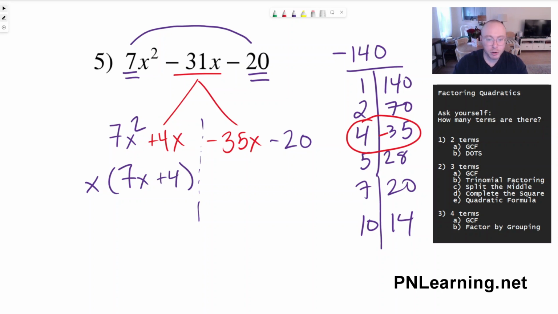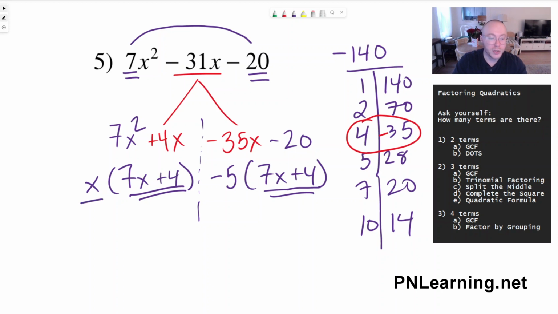Let's look at the next 2 terms, negative 35x and negative 20. These numbers are both divisible by 5, so we could take out a 5 or we could take out a negative 5, but we want to make this decision based on what we got over here. Our goal is to get the same exact thing right here. And if you take out a negative 5 in this case, you'll be able to get the positive 7x plus 4. And if those both match, we can go to our next step, which is to actually factor these into binomials.